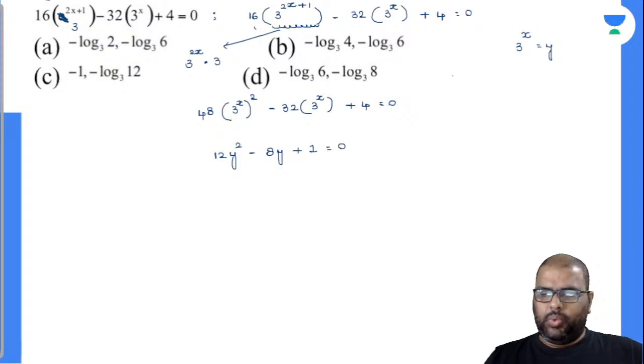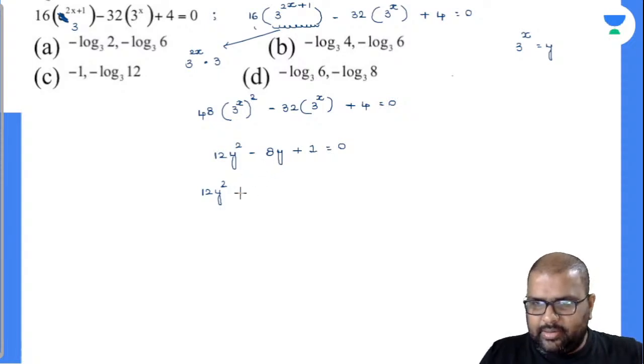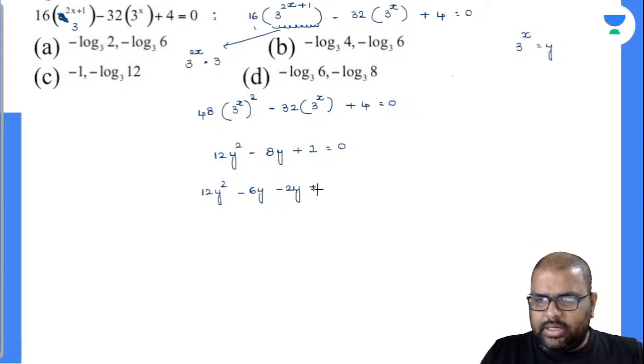So what are the roots there? 12 has to be the product, 8 has to be the sum. So 4 2s are 8, no, it will not work out. So what will be the roots there? 6 2s are 12, yes, perfectly. So 12y square minus 6y minus 2y plus 1 is equal to 0.